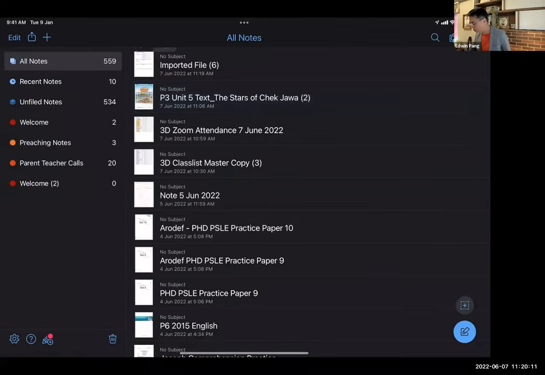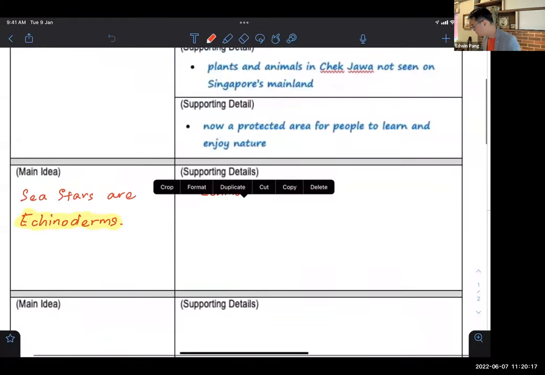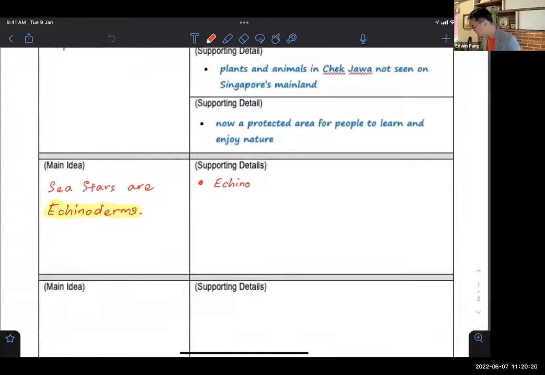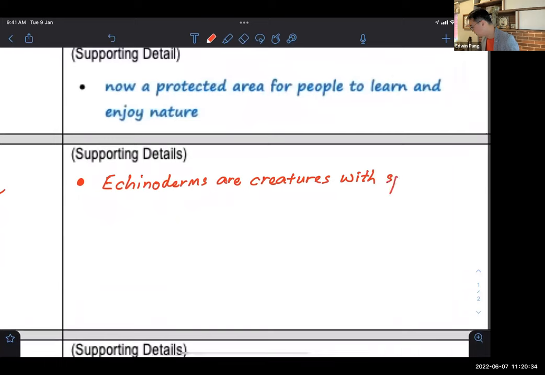Okay, so I'm going to go back here. Echinoderms, okay, and I want to make sure that I write it really clearly. Echinoderms are creatures with spiny skin. And I want to write really neatly because when I'm taking notes and I'm writing about what I'm reading, I want to be able to look back later and read it and not be confused because of my bad handwriting, right? So echinoderms are creatures with spiny skin.